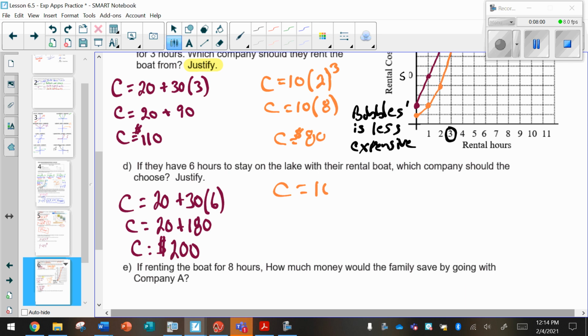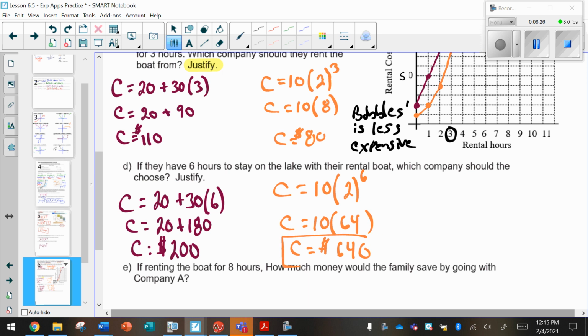So for 6 hours of boat rental from Bubbles, we have to use our calculator anyways, because trying to find that information from the graph is not going to work because that point value is too high and it's off the graph. So our total dollar amount for Bubbles' boat company is $640.